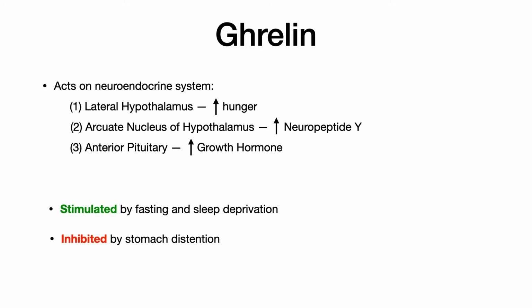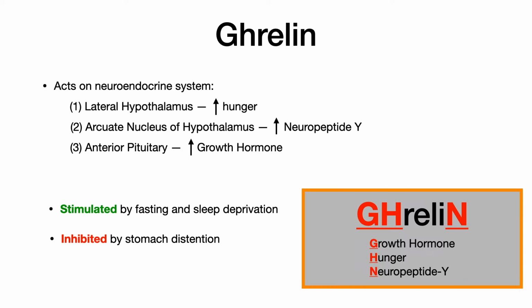So that's ghrelin. Now, the way that I want you to memorize this is with my handy mnemonic, and I'm going to just capitalize a few letters here: G, H, and N. G for growth hormone, H for hunger, and N for neuropeptide Y. These are helping you remember the various things that ghrelin causes, right? It causes the release of growth hormone, causes hunger, and causes the release of neuropeptide Y, all, of course, in various areas of the neuroendocrine system.